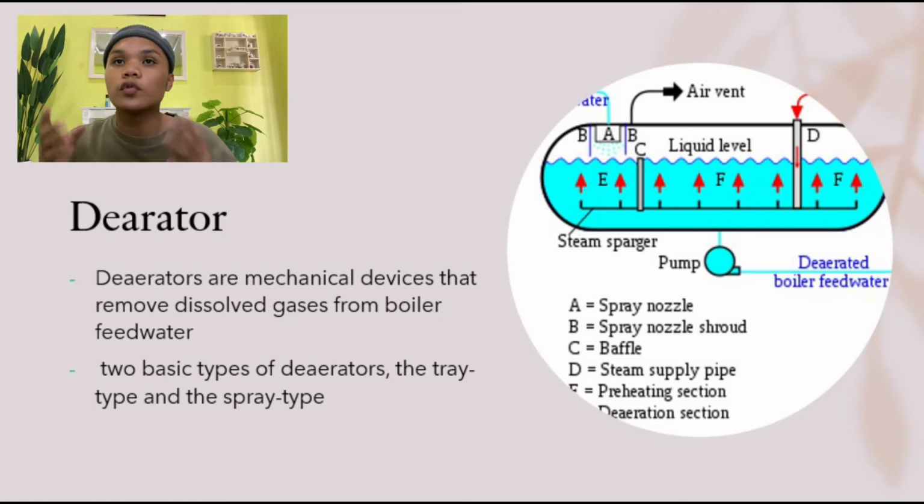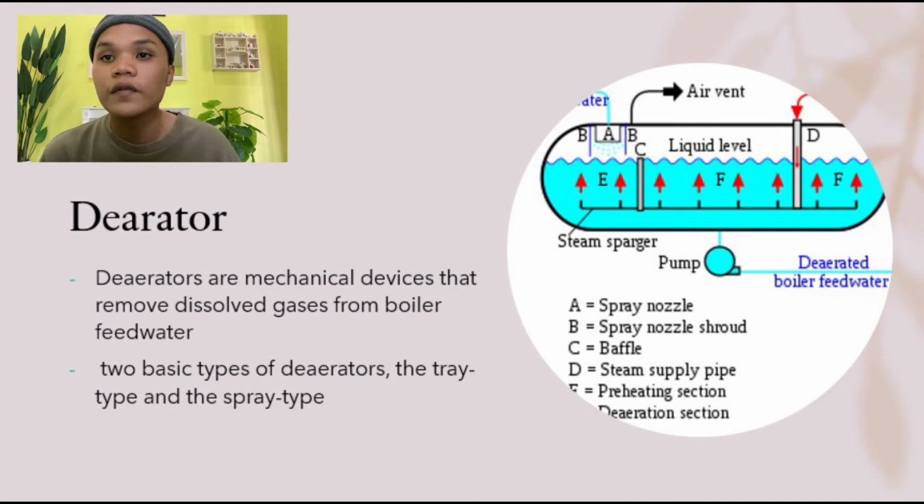So let's move to the deaerator. What is a deaerator? Deaerators are mechanical devices that remove dissolved gas from boiler feed water. Deaeration protects the steam system from the effects of corrosive gas. It accomplishes this by reducing the concentration of dissolved oxygen and carbon dioxide to a level where corrosion is minimized.